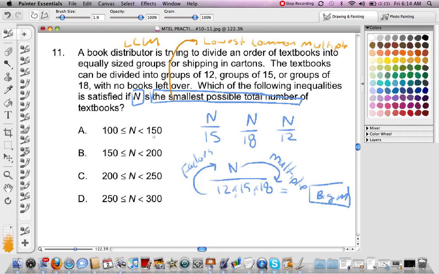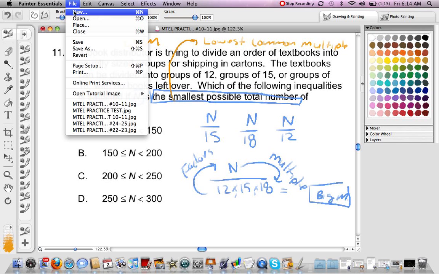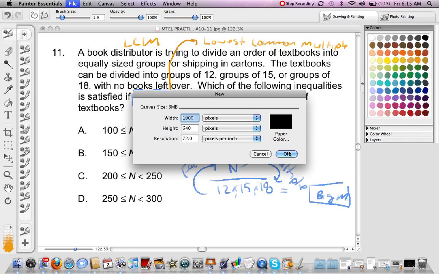So now that we know that we're looking for the lowest common multiple of 12, 15, and 18, we've got to solve for it. There's a bunch of different strategies to do that. There is the tried and true method of this strategy here. I could do 12, 15, 18, and I could start writing out the multiples. 12, 24, 36, 48. This is going to help me find the lowest common multiple.